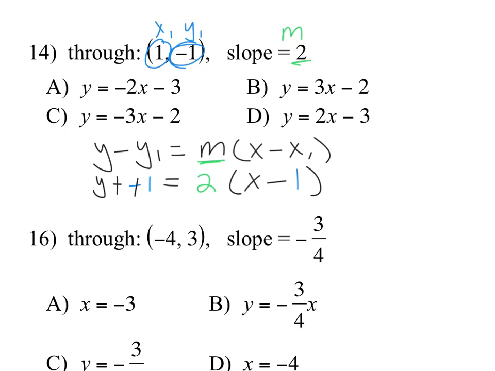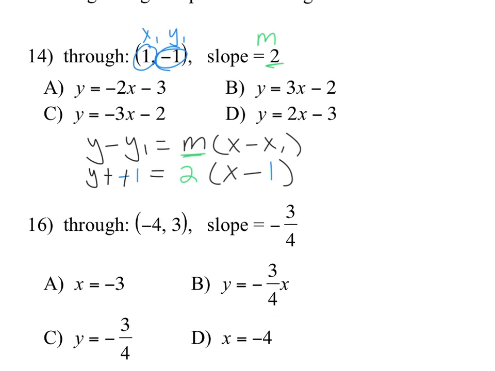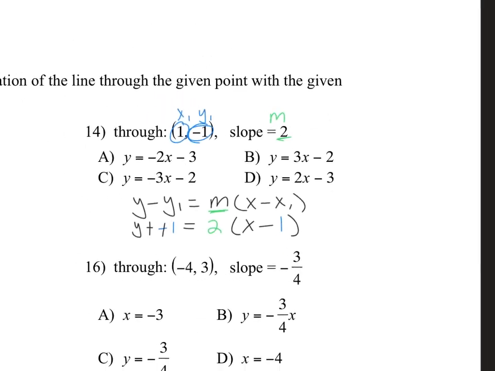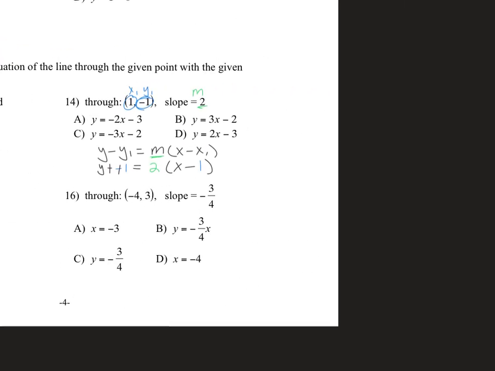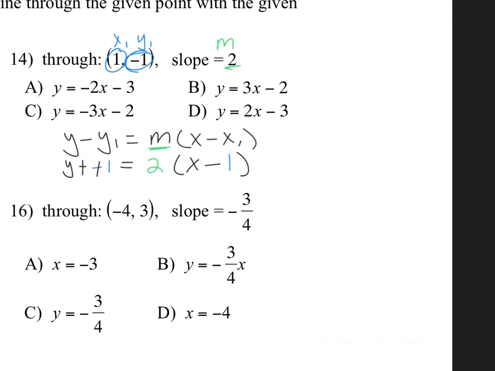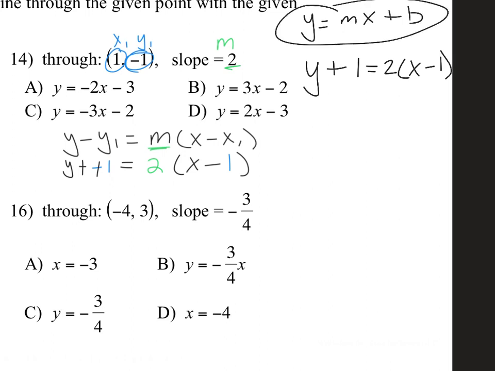And we're halfway done, but we don't actually have this in slope-intercept form, which is what the directions asked us for. So we're going to have to take this point slope form, y plus 1 equals 2 times x minus 1, and switch it over. You know that slope-intercept form is y equals mx plus b. So this is what we want it to look like.